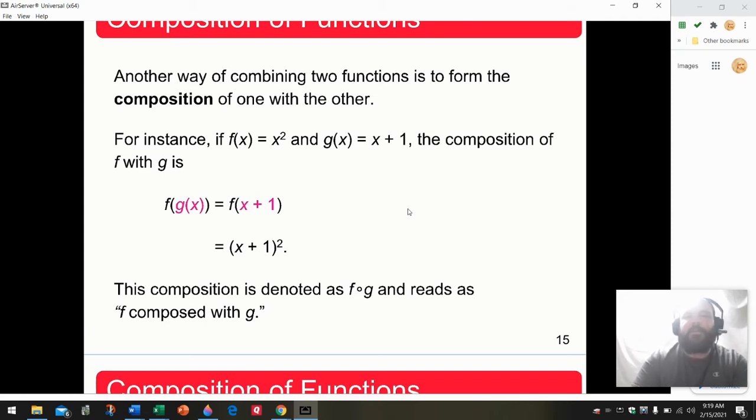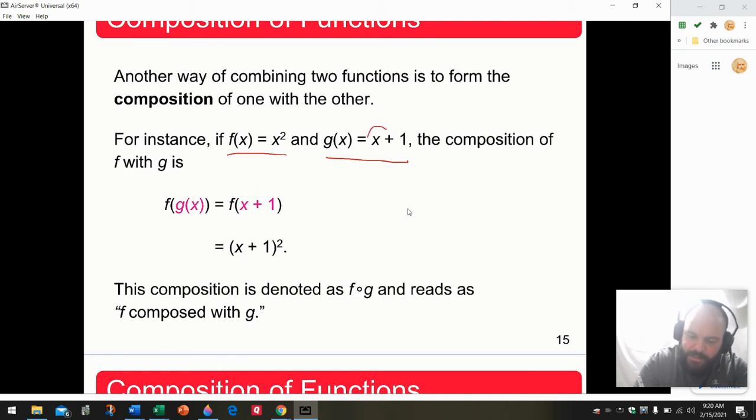So it says another way of combining two functions is to form the composition of one with the other. For instance, if you have a function f of x equals x squared and g of x equals x plus 1, the composition of f with g is right here. Now look at that notation. That notation isn't terribly hard to understand. You can see that they took the g of x and put it inside the f of x. And that is read as f of g of x. So what that means is we're going to take this x plus 1, which is g of x, and put it inside f of x.